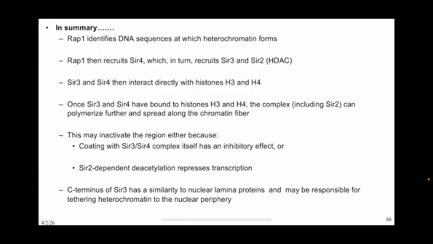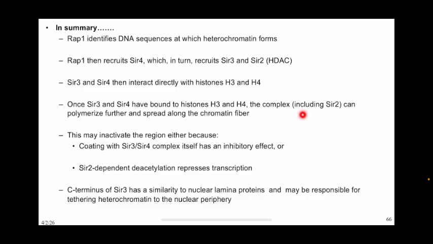So this is the summary. RAP1, this is in telomeres, will bind or identify the sequence wherever we are going to form the heterochromatin. So let's say at the telomeric region, RAP1 will identify the region where we are going to form the heterochromatin. Then it will recruit cell4, cell3, then cell2, which is an HDAC. HDAC is histone deacetylase.